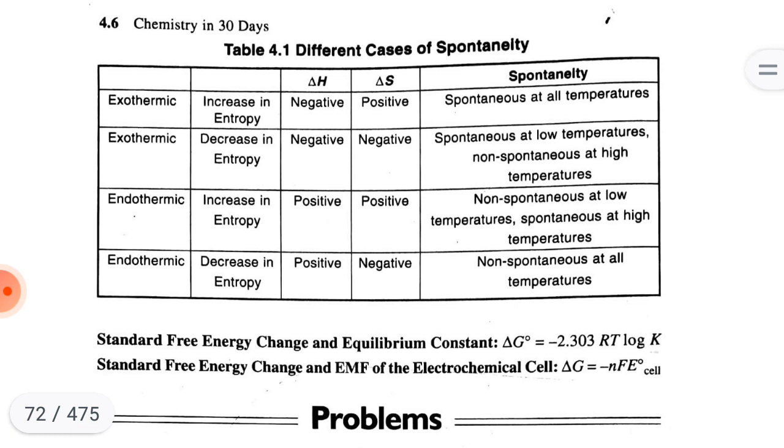Standard free energy change and equilibrium constant: delta G0 is equal to minus 2.303 RT log K. Standard free energy change and EMF of the electrochemical cell: delta G is equal to minus nFE0 cell.